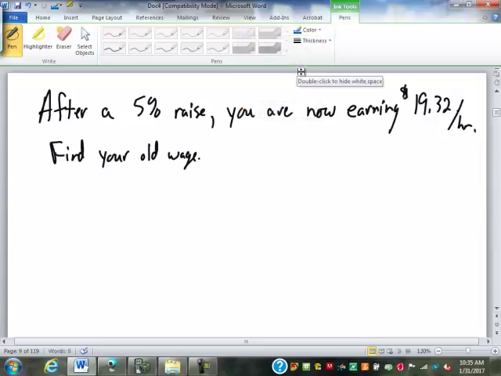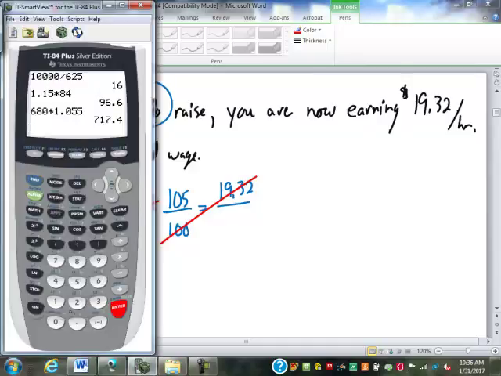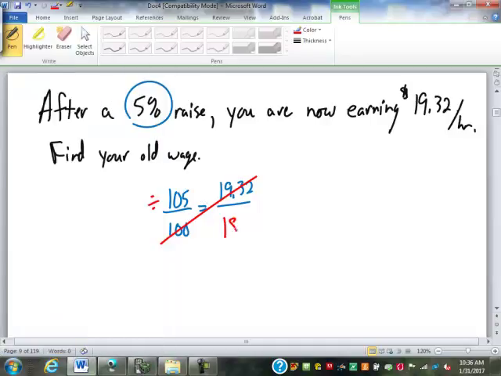So what percent are we working with here? 105.5, or 105, right? 105 over 100. Where's the 19.32 go? On top. That is after the increase. So we're going to cross multiply and divide. 100 times 19.32 divided by 105 gives us $18.40. That was your wage before the increase.